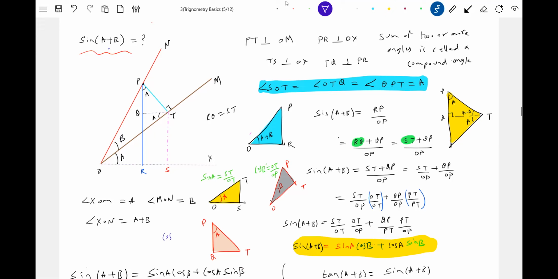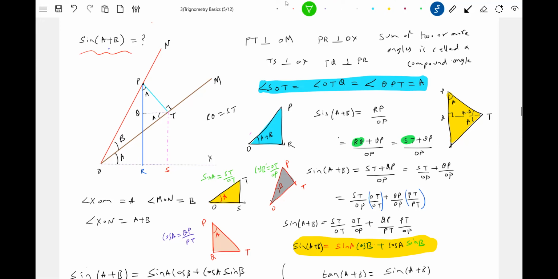So this will be cos A, equal to QP by PT. So in place of QP by PT, I can write cos A. Then similarly, PT by OP. Which triangle? I think we have this triangle. Sin B is equal to PT by OP.